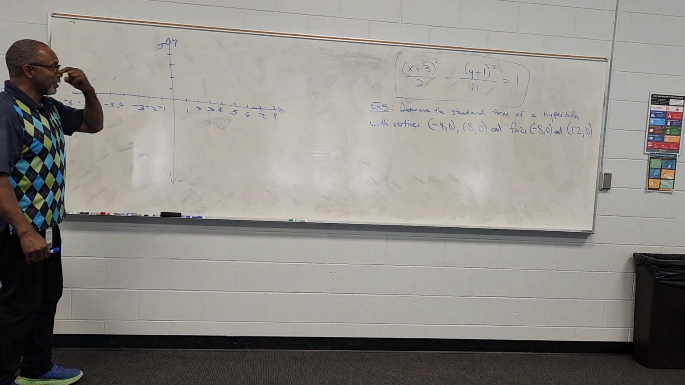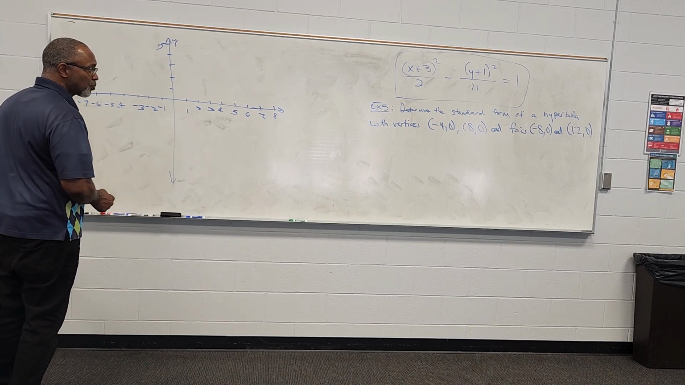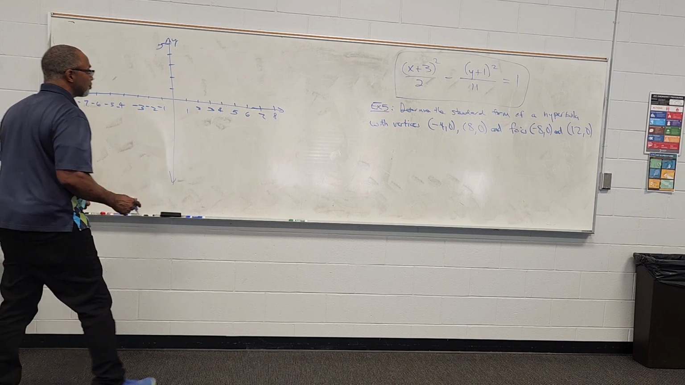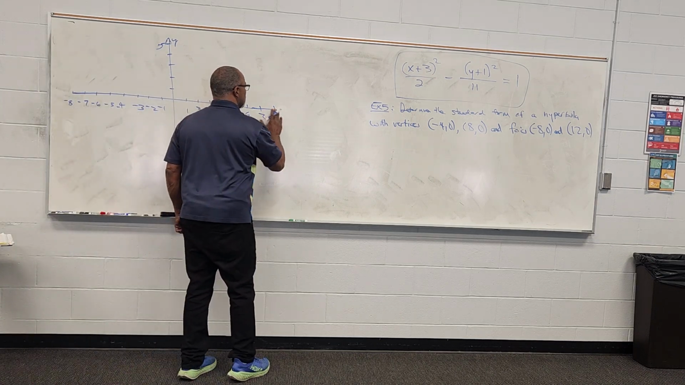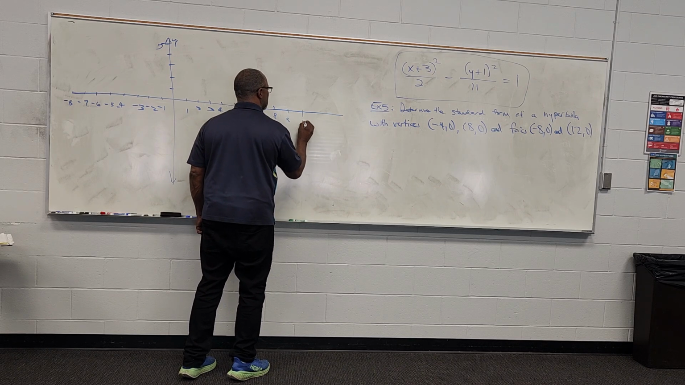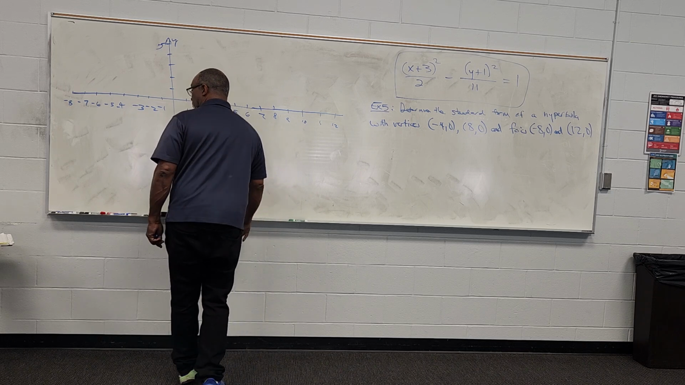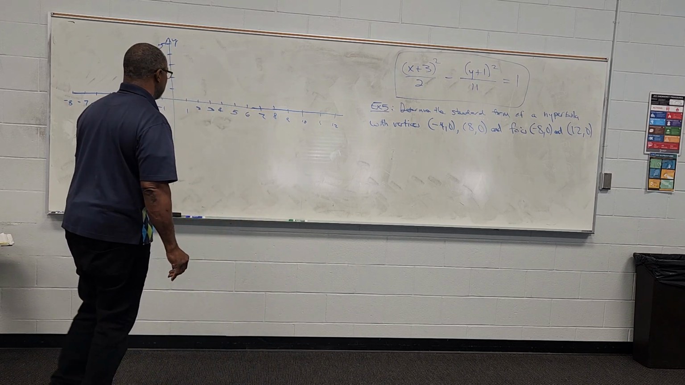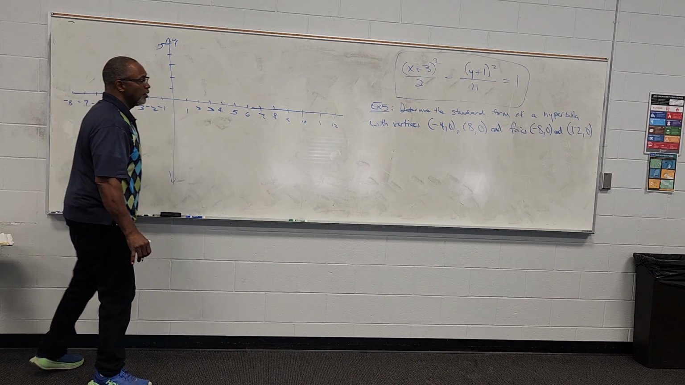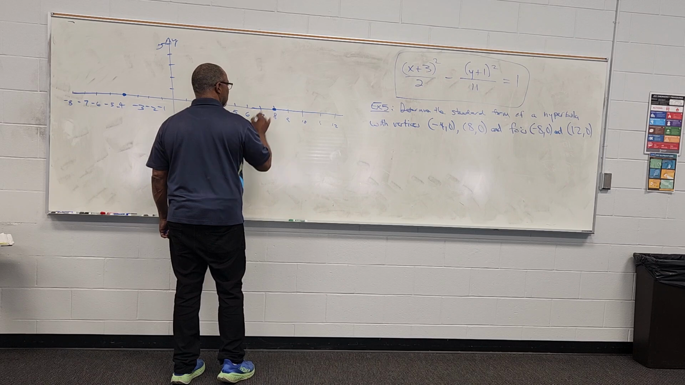So we're determining the standard form of the hyperbola with vertices (-4, 0) and (8, 0), and foci (-8, 0) and (12, 0). Okay? So I've got to go out to 12. So, the vertices are (-4, 0) and (8, 0). Those are my vertices.